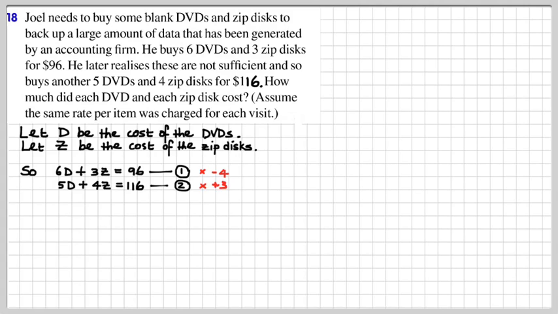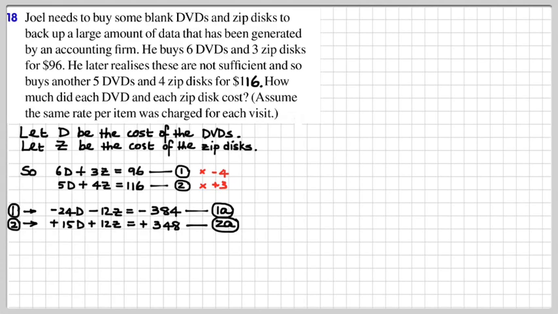Now, we better do that and be very careful to multiply every single term in the equation by that, and be especially careful because these are large numbers here. Okay, so don't rush it and don't make a mistake. Equation 1 becomes minus 24D, 4 6s are 24, minus 12Z, 4 3s are 12, equals, now you've got to be careful with that one. That's 4 times 96, and that comes to 384 if you do it carefully or use your calculator, and it's minus, isn't it? Yes?